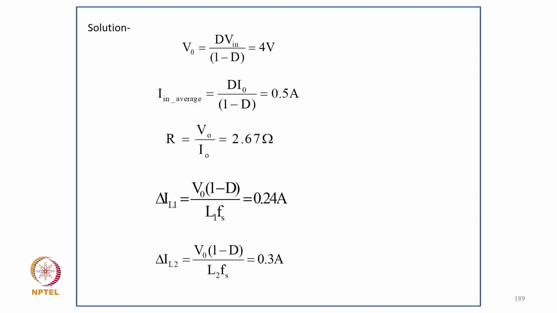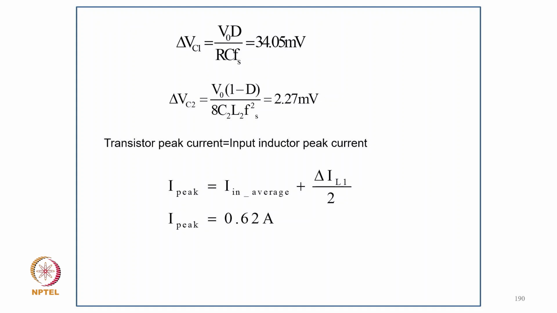So this is the given circuit. Vo = D/(1 - D) Vin, which comes to 4 volt. I in average = D Io/(1 - D), which comes to 0.5. R = load = Vo/Io, that is 2.67. Delta IL1 = Vo(1 - D)/(L1 f) = 0.24, and delta IL2 = Vo(1 - D)/(L2 f), that is 0.3. Delta VC1 = Vo D/(R C1 f), that is 34.05 millivolt, and delta VC2 = Vo(1 - D)/(8 C2 L2 f²), that is 2.27 millivolt. The transistor peak current is I peak = I in average + delta I2, and that is 0.62 ampere.